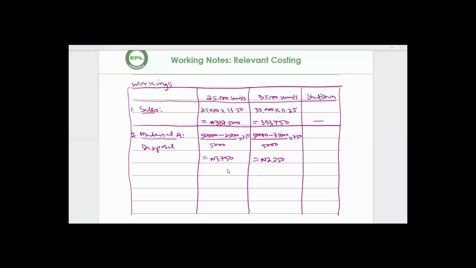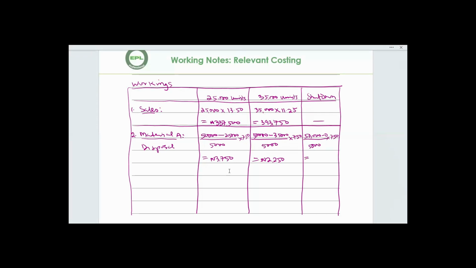Next item, under shutdown. Under shutdown, I have 50,000 kilograms of material in the warehouse. I need 0, because I'm not producing, I want to shut down. I need 0 of it. Therefore, the total balance of 50,000 kilograms, I will dispose of at 750 naira for every 5,000 kilograms that I have.